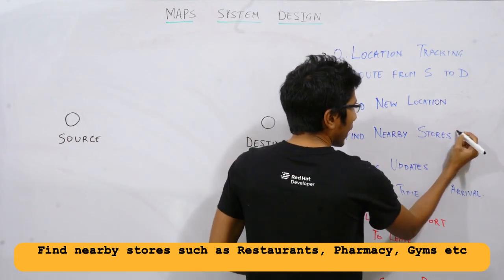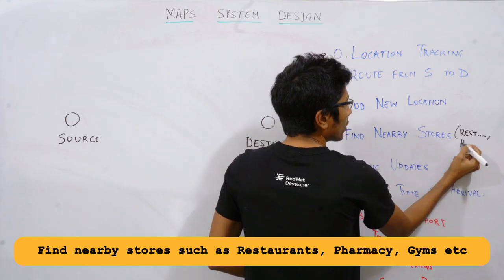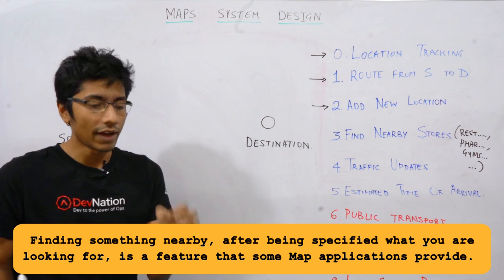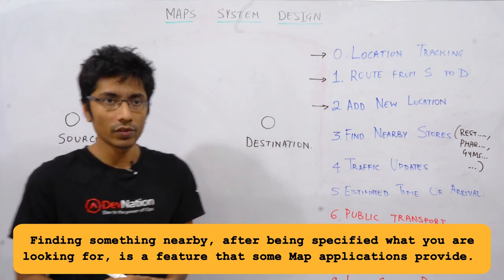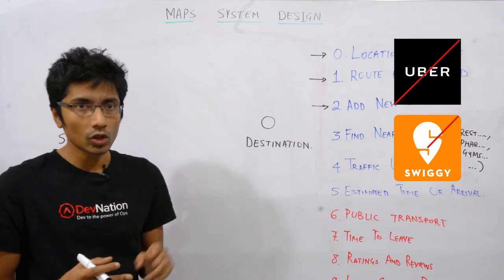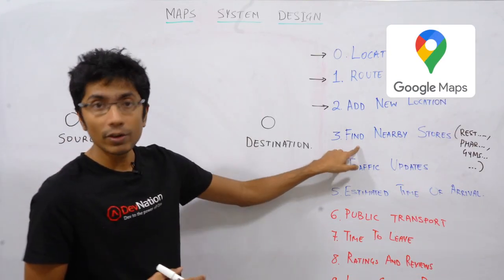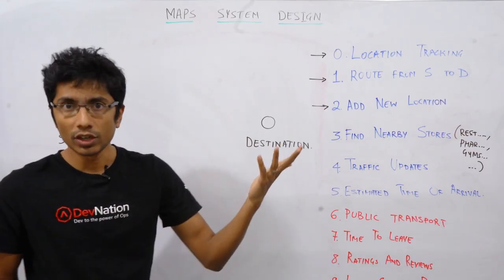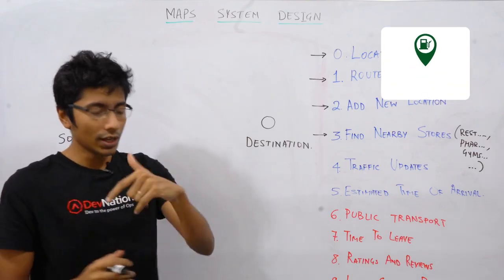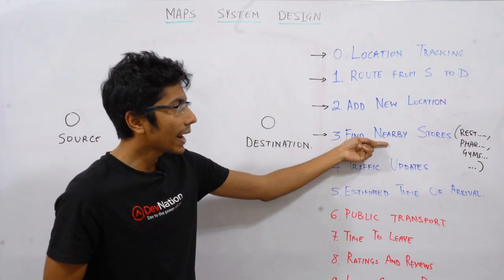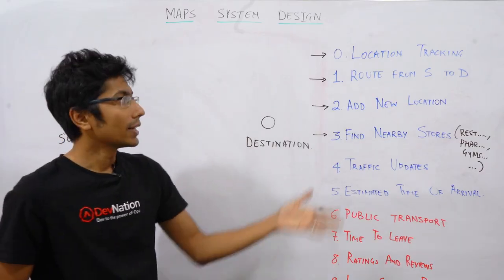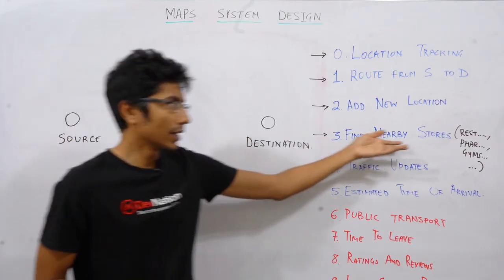Finding nearby stores. This is not just stores. An example of this would be finding nearby restaurants, pharmacies, gyms, and so on. So finding something nearby after having specified what you are looking for, whether a restaurant or a gym or whatever, is a feature that some map applications provide. This is not relevant for Uber. This is also not relevant for Swiggy, but it is relevant for Google Maps if you are asking for a gas station nearby. We'll keep it limited to only finding the gas stations nearby, meaning in a 1 kilometer or 2 kilometer radius. I will not be looking at the gas stations which are on your route and should come within 10 minutes. That's also another type of search which you can run in a nearby search.